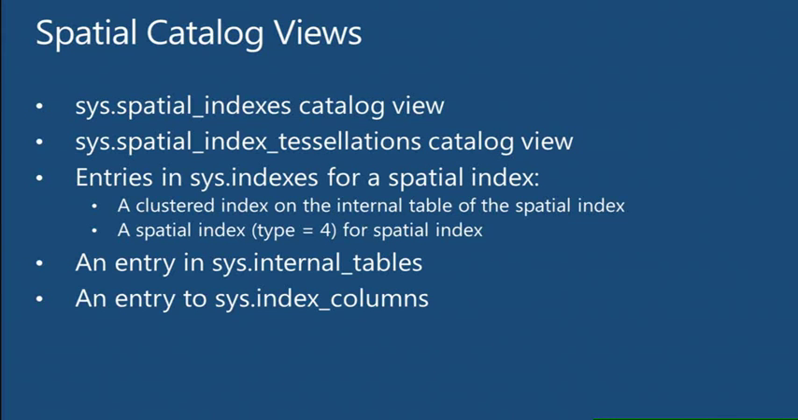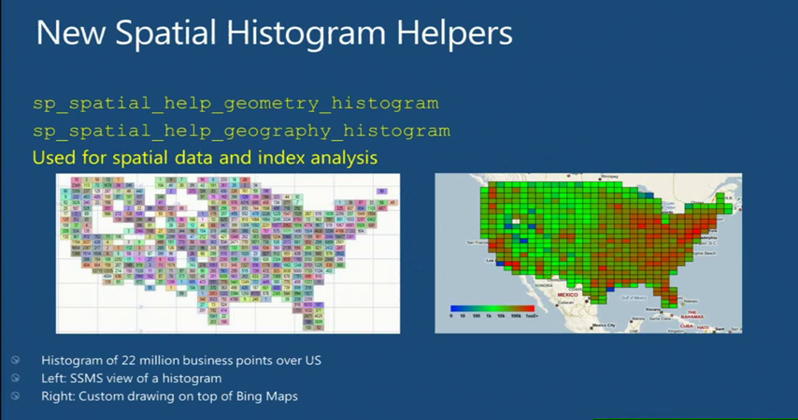Here are the catalog views. I will go into those in a minute, so I'll jump over those. We also have new spatial histogram helpers. These are built-in stored procs that give you the ability to peek into the index, and it gives you a nice visualization here of how many objects it will find within each cell. That can give you an understanding of how many objects you might have to intersect with.